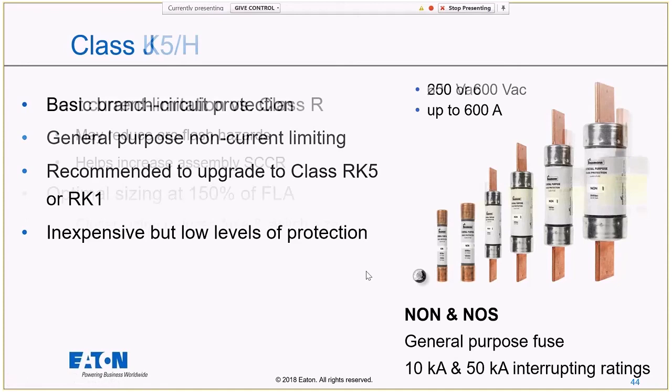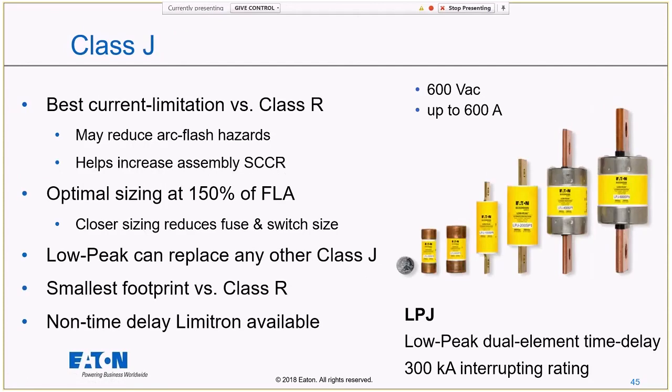Next up is a Class J fuse. With the Class J fuse, we're talking about the same amp range as the RK1 or the RK5, but these are all going to have a 600 volt rating. So we don't have that 250 volt rating; it's only that 600 volt rating for the Class J. With the Class J, you're going to have better current limitation. Again, you're going to have some time delay, but you are going to have to size it a little bit larger for some motors. So you're talking 150% now, a little bit larger than we were talking about for the RK1 or the RK5. But what you get with the Class J fuse is space.